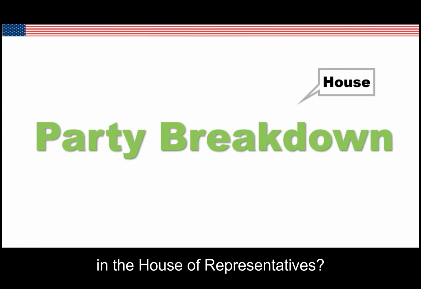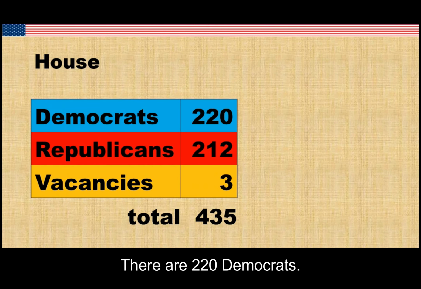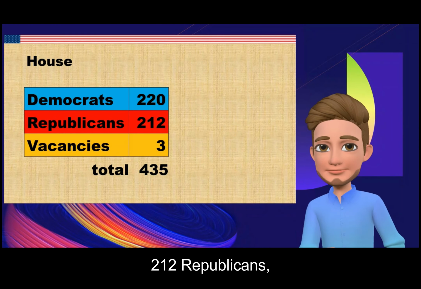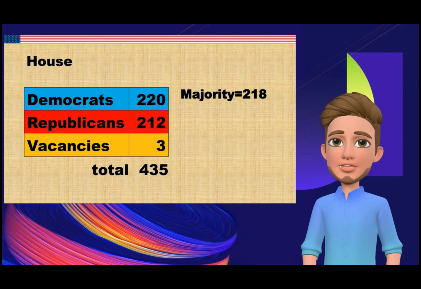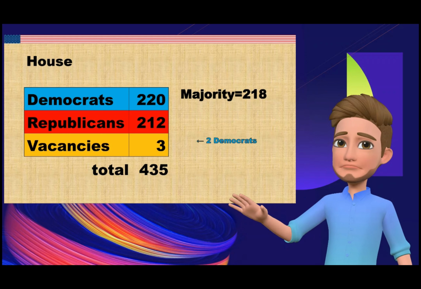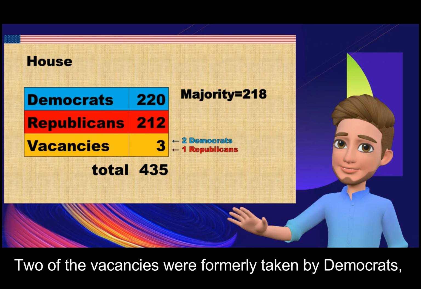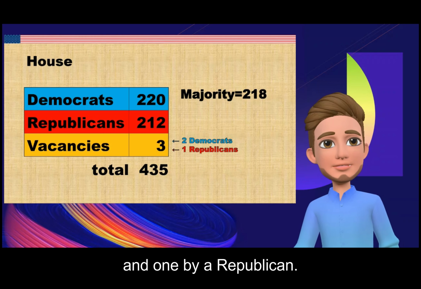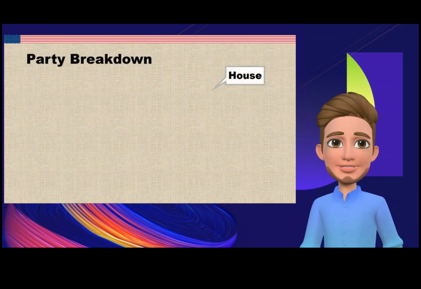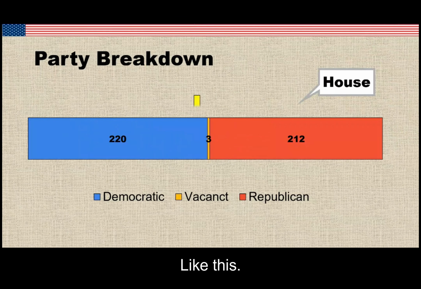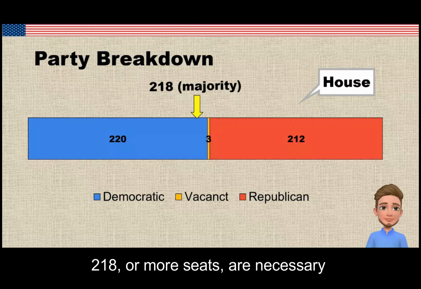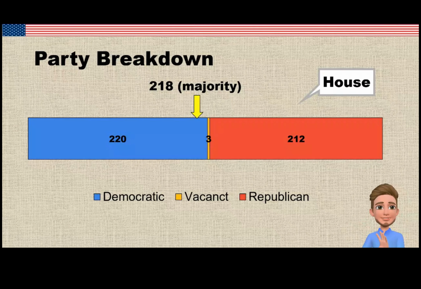Now, what's the current party breakdown in the House of Representatives? There are 220 Democrats, 212 Republicans, and 3 vacancies. That makes 435, right? 2 of the vacancies were formerly taken by Democrats and 1 by a Republican. Now, let's see these figures in a chart like this. 218 or more seats are necessary to secure the majority.